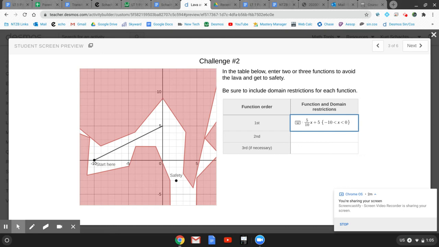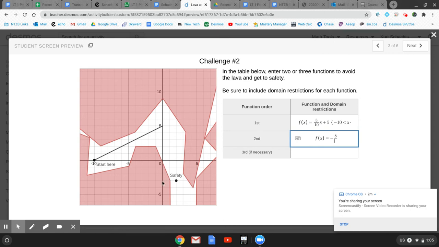Then I have to do a second function, okay? I don't actually need to do 3 functions, so let's do a second one. F of x equals, okay, I have to start at this point because this is where I ended. So I start at that point. Let's figure out what my slope should be. How much do I have to move down? I have to go down 1, 2, 3, 4, 5, 6, 7, 8. So I'm going down 8.